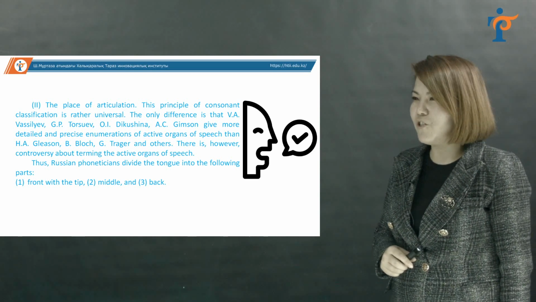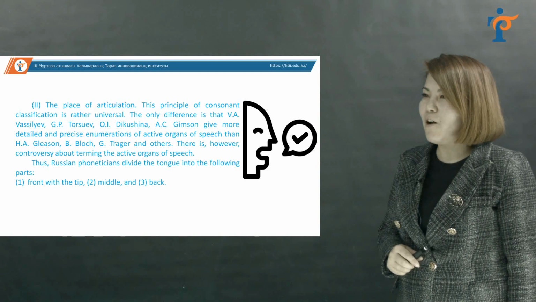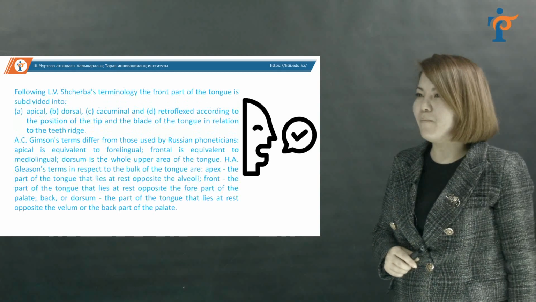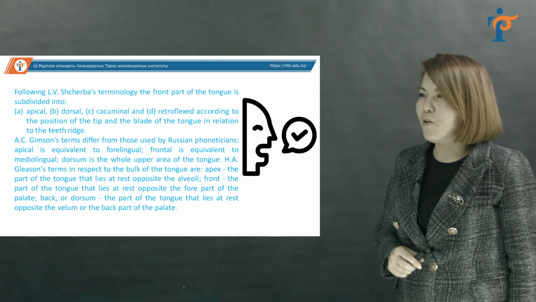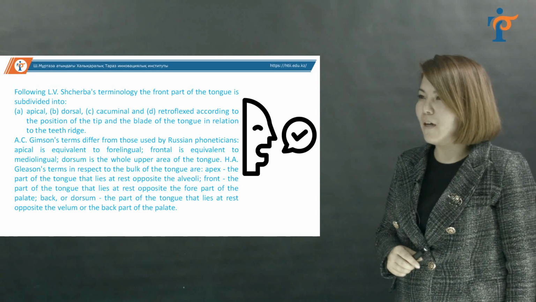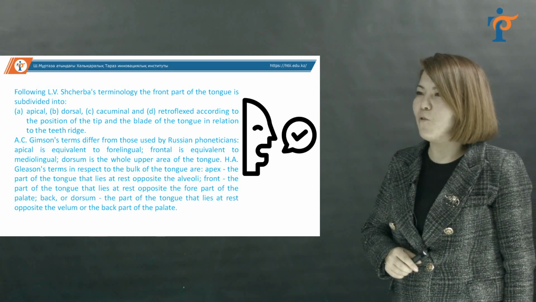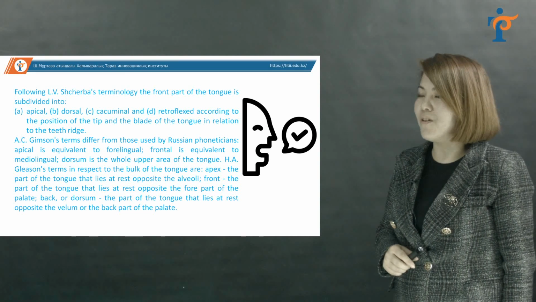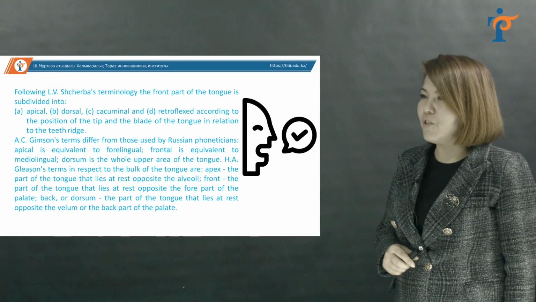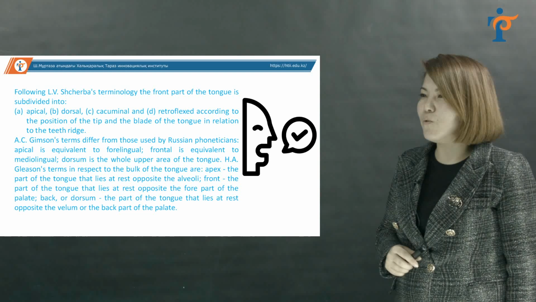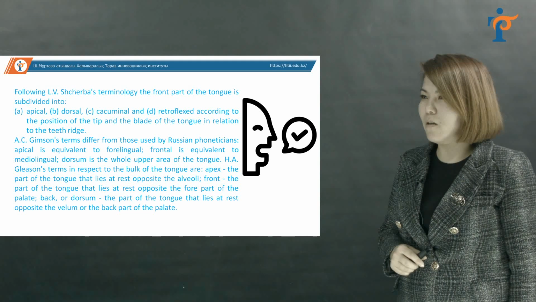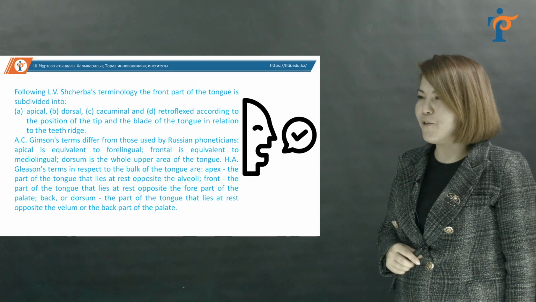Thus, Russian phoneticians divide the tongue into the following parts: front with the tip, middle, and the back. Following Scherba's terminology, the front part of the tongue is subdivided into apical, dorsal, cacuminal, and retroflex according to the position of the tip and the blade of the tongue in relation to the teeth ridge. Gleason's terms differ from those of Russian phoneticians. Apical is equivalent to forelingual. Frontal is equivalent to mediolingual. Dorsum is the whole upper area of the tongue.